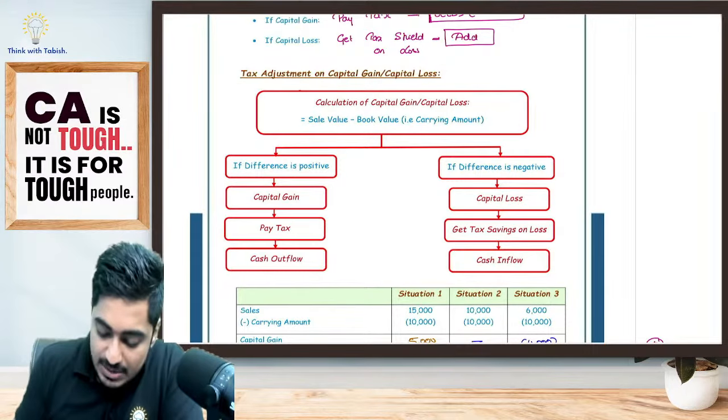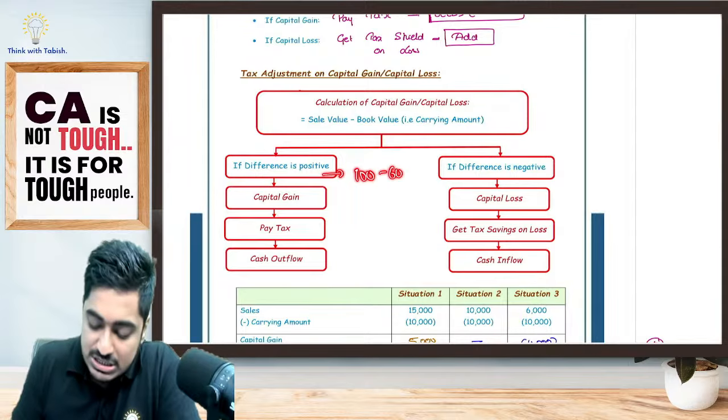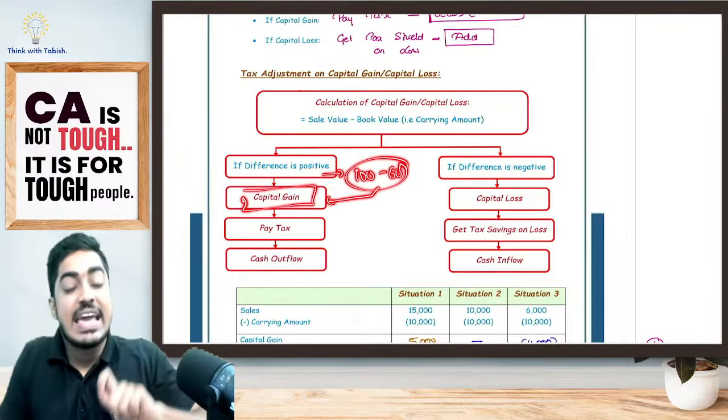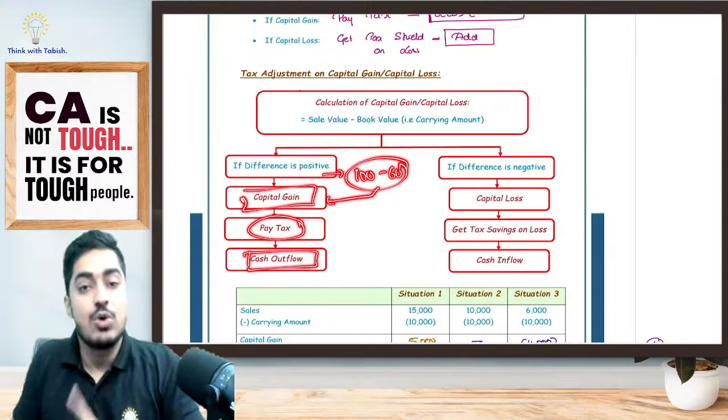Imagine I sold an asset at 100 rupees. Its book value was 60 rupees. That means 40 rupees is my capital gain. Yes or no? On that, I have to pay tax. Okay. That means it is a cash outflow.